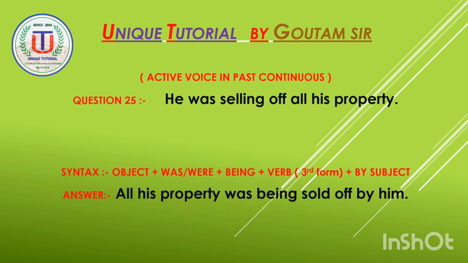Question number 25. He was selling off all his property. The sentence is in active voice in past continuous. So in passive voice the syntax will be: first comes the object, then was or were, then being, then verb third form, then subject. So according to the structure, all his property was being sold off by him.